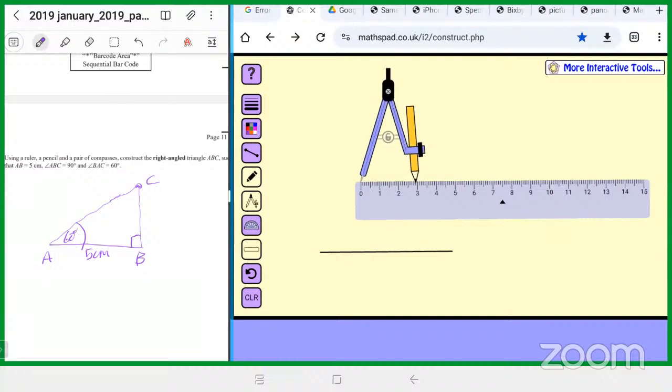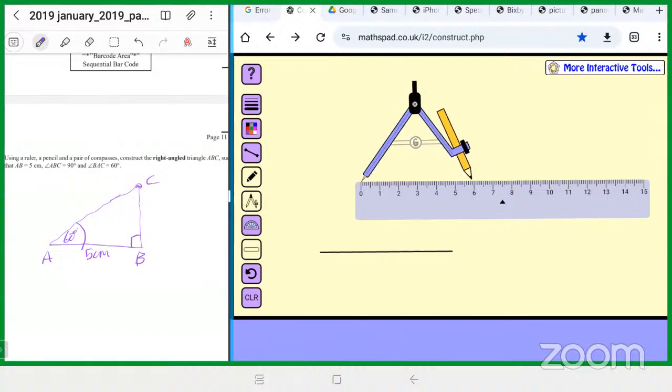Go on the 6. All right, that's it. And then they open it up to 6, like that. And then you lock it. I'm going to change the color to the construction lines. All right. Remove the ruler.